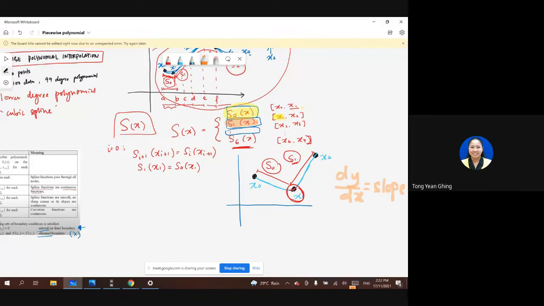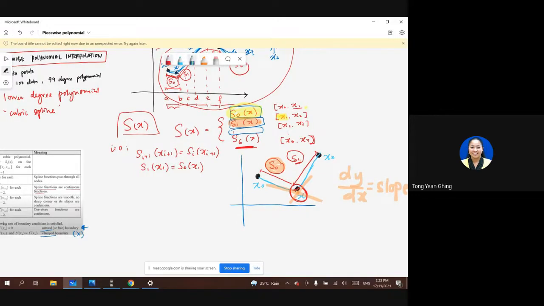Let's say I have this equation and I take the first derivative, dy/dx. That means I get its slope. So when I get this slope and this slope, they have to be equal. If they are not equal, it means at this curve it will be sharp like this.